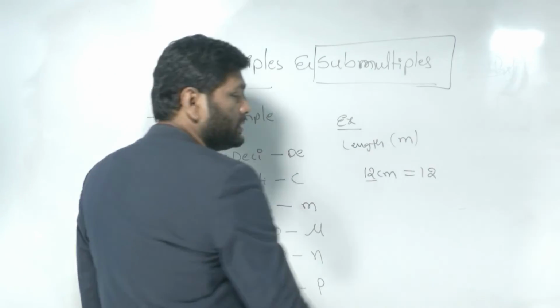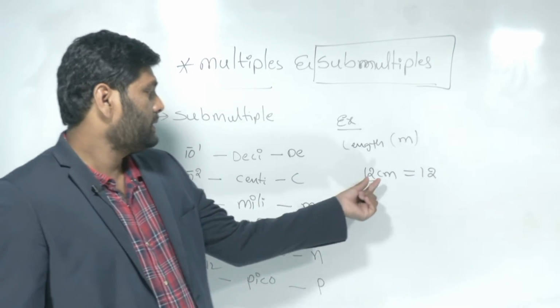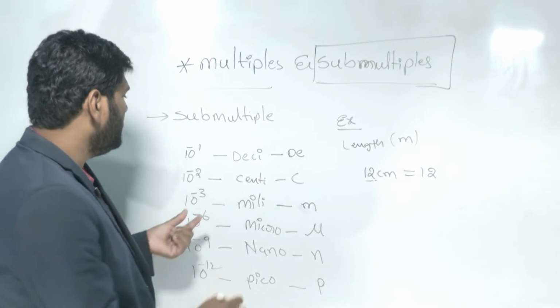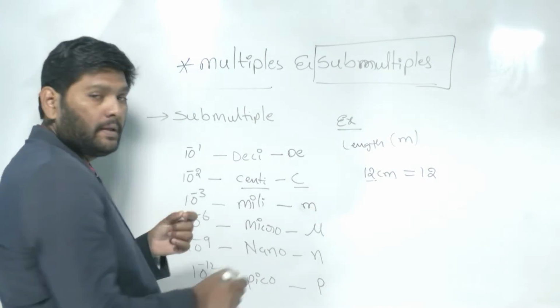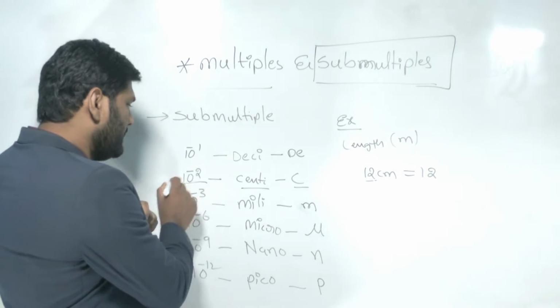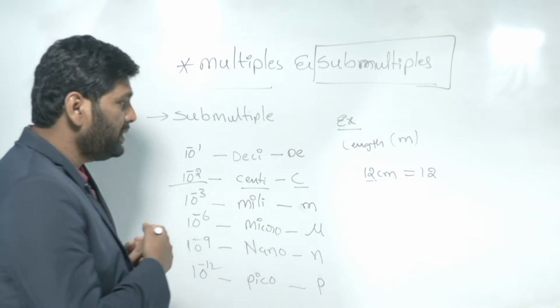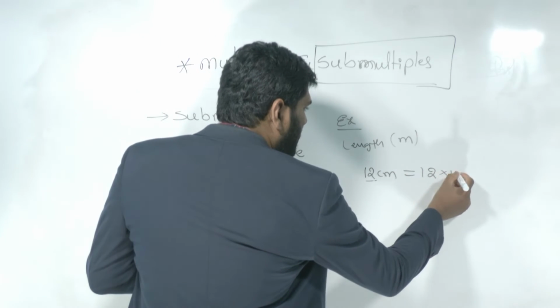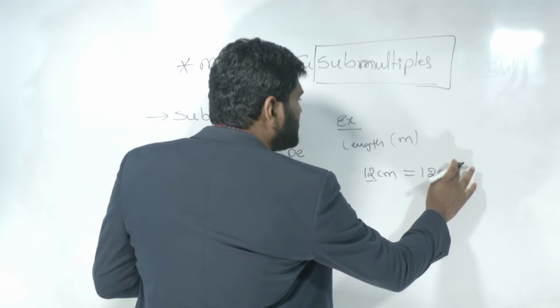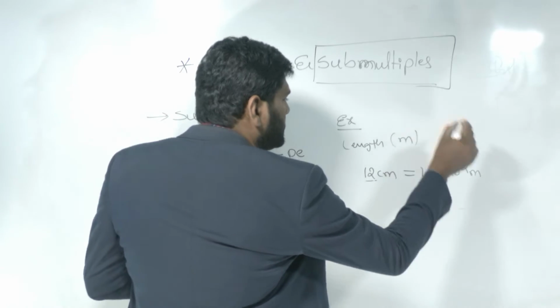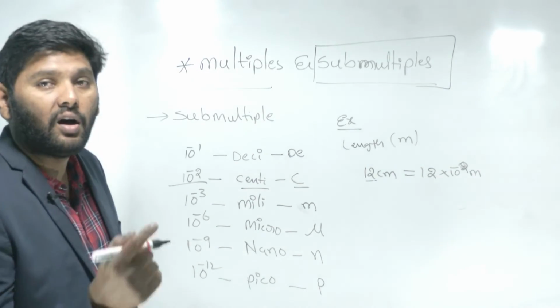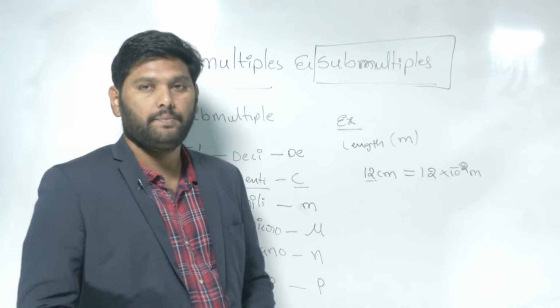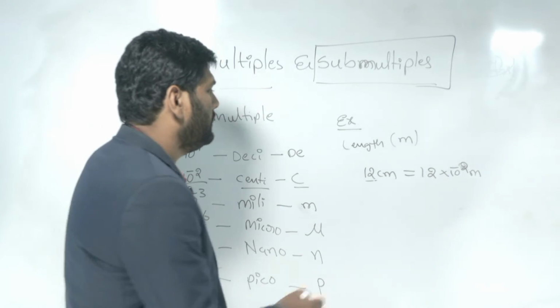The 12 is representing the magnitude. The C is representing centi, but centi means 10 power minus 2, which means here 12 into 10 power minus 2 meters. That is your expression of what? 12 centimeter. Got my point?